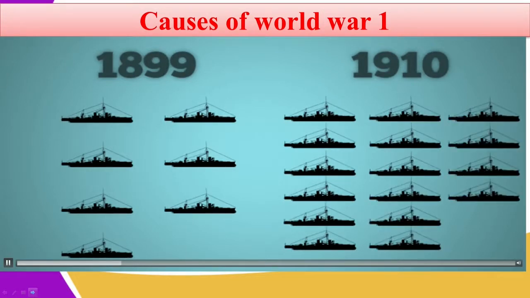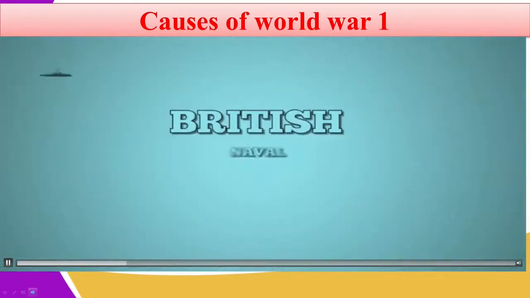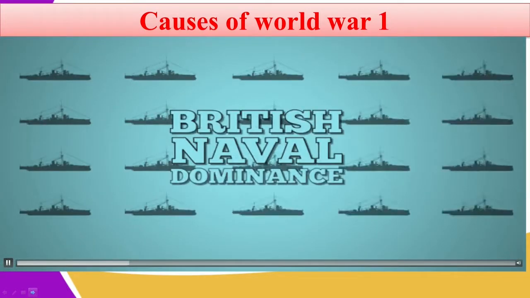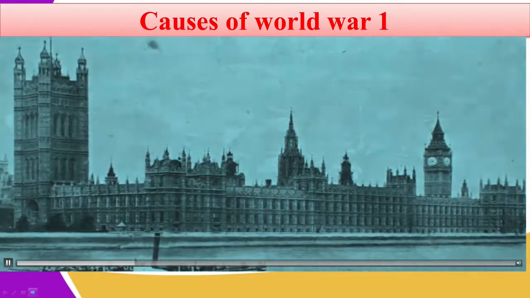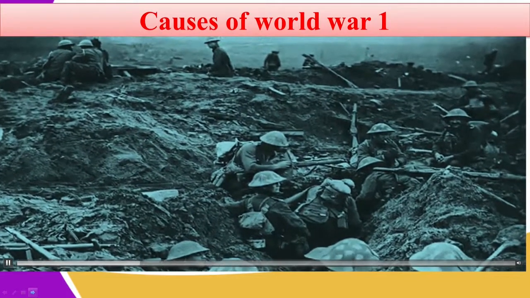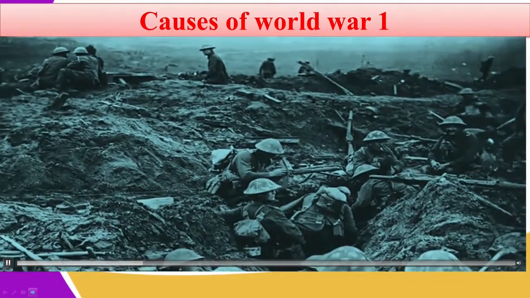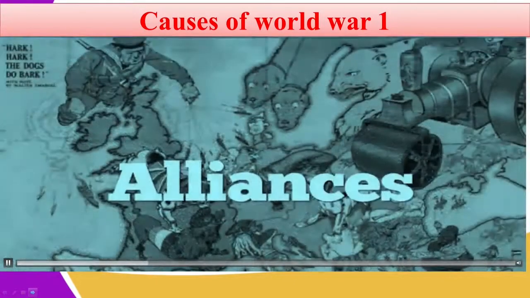In 1899, you can see the machines that were used. They could even use naval power, that is the British, who could dominate in this war. The machines that they were using, the militaries were well equipped and trained, and therefore they could fight.